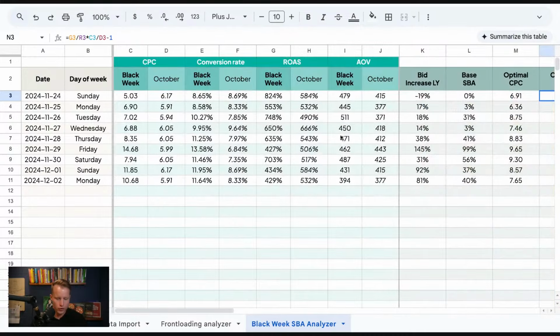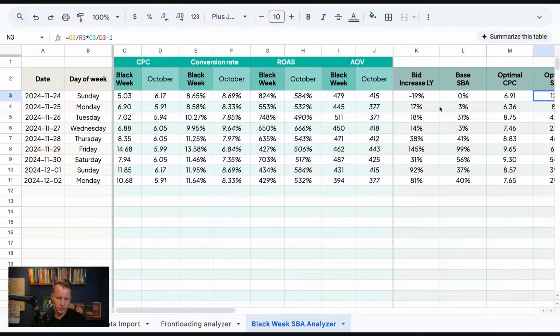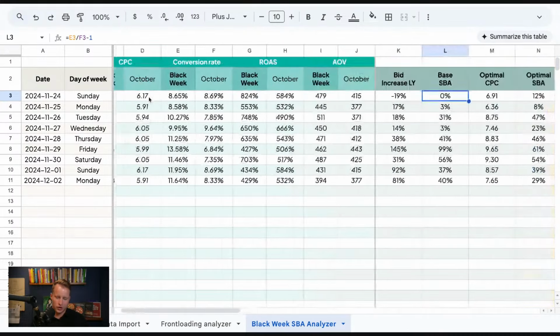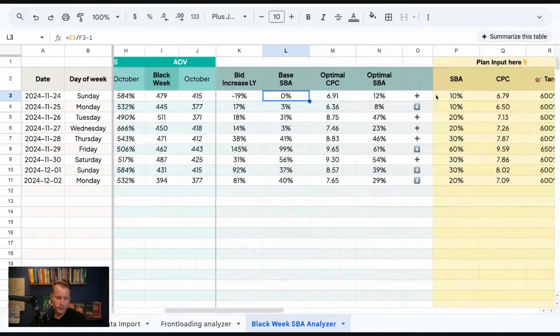Now, we remember seeing here that the optimal SBA here is 0% because we're not seeing an increase in conversion rates. So actually, this year, I'm just going to do 10%. And it says 12, and it said our bid increase last year was minus 19. But this is where I have some insights about the case, because I'm going to run into this with a much lower ROAS target than I did last year.